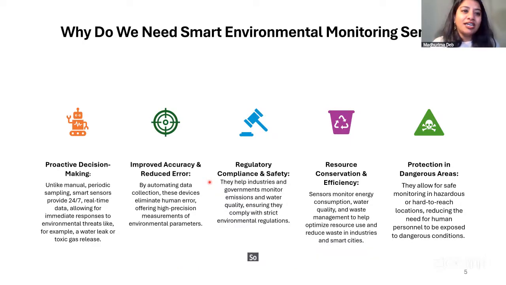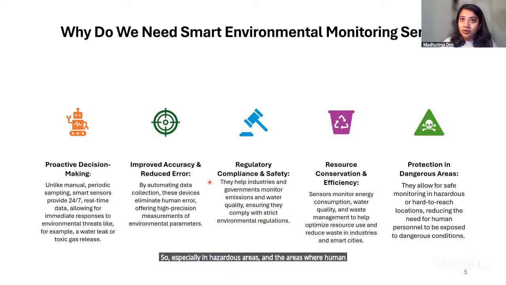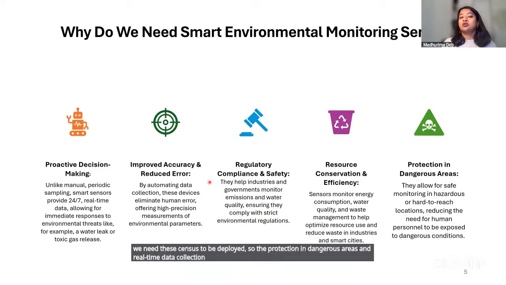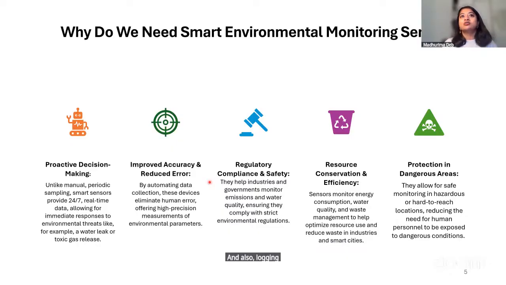Especially in hazardous areas, and areas where humans cannot reach or where it is very dangerous for human intervention, we need these sensors to be deployed. So the protection in dangerous areas, real-time data collection, and also logging of the sensor output from those areas, these are important for being interested in, let's say, smart sensors for environmental monitoring.